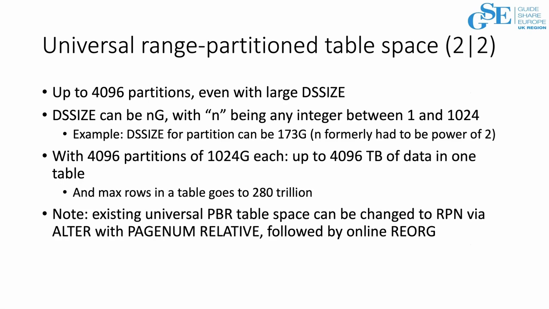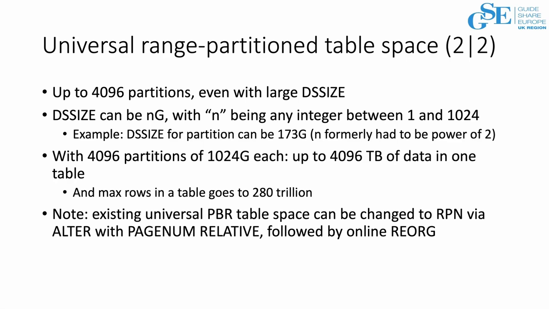With DB2 12, we introduced a new type of PBR table space that uses what's called relative page numbering. With that, how it works is with every partition, the page number starts again at 1. So you have partition 1, pages 1 through, let's say, 1,000, and then partition 2, pages 1 through 1,000. So it's the partition number and the page number together that make it unique, instead of just the page number.